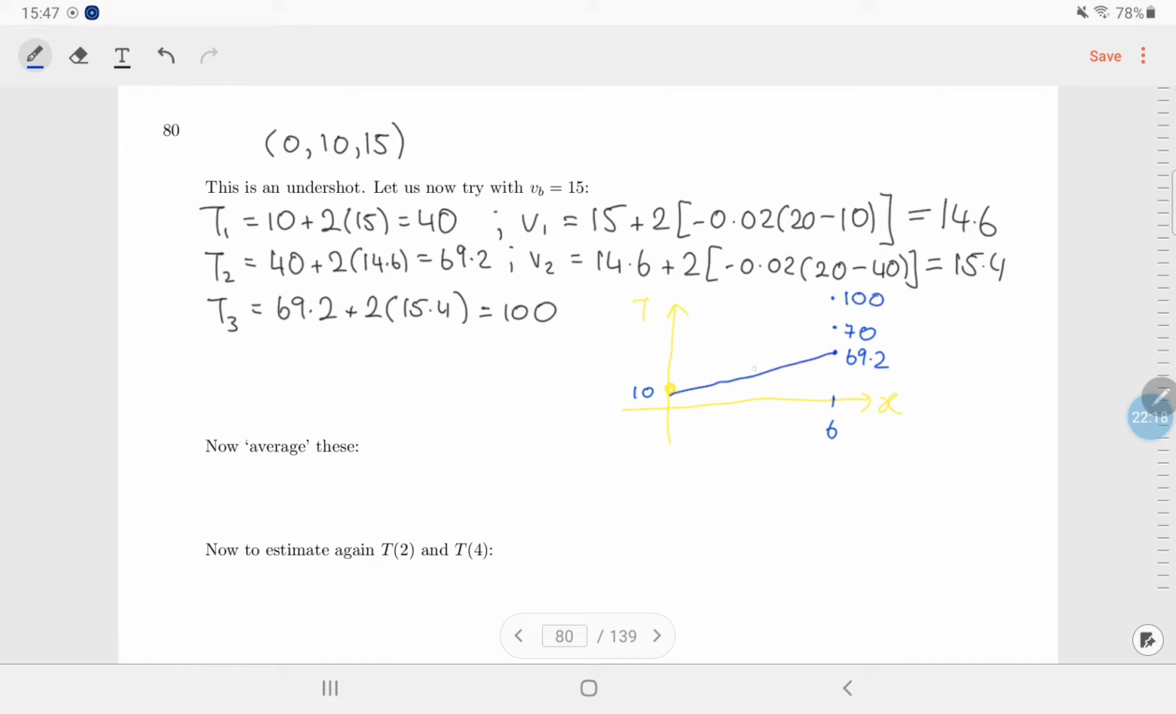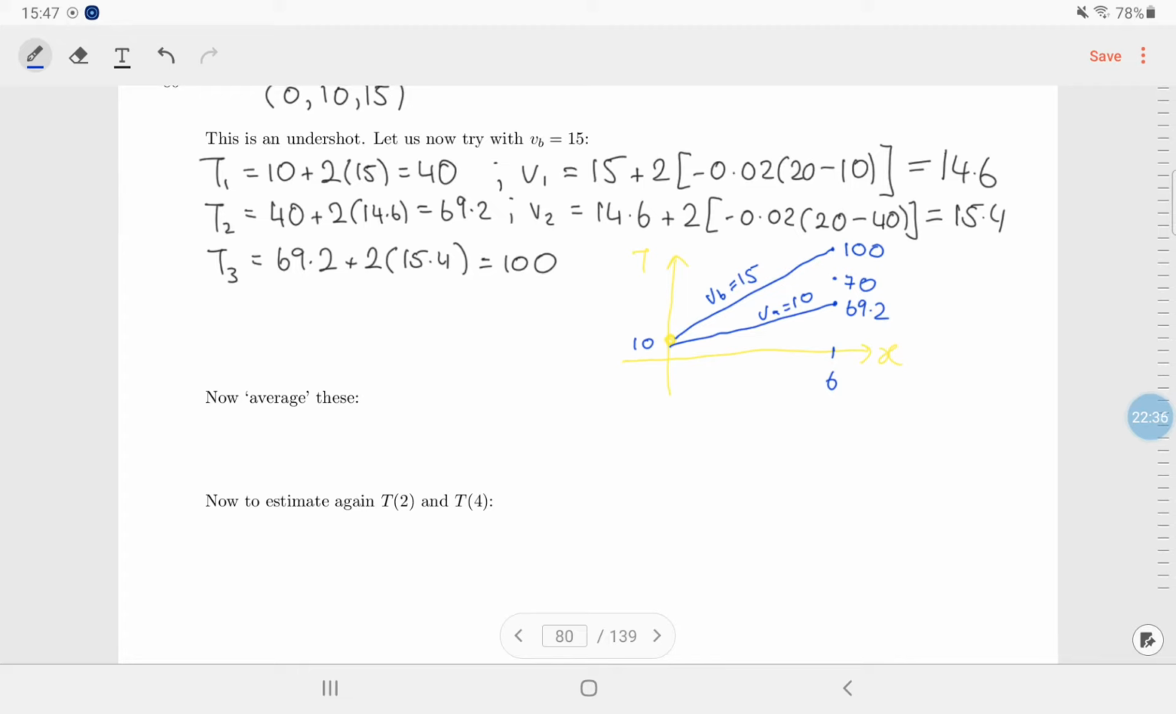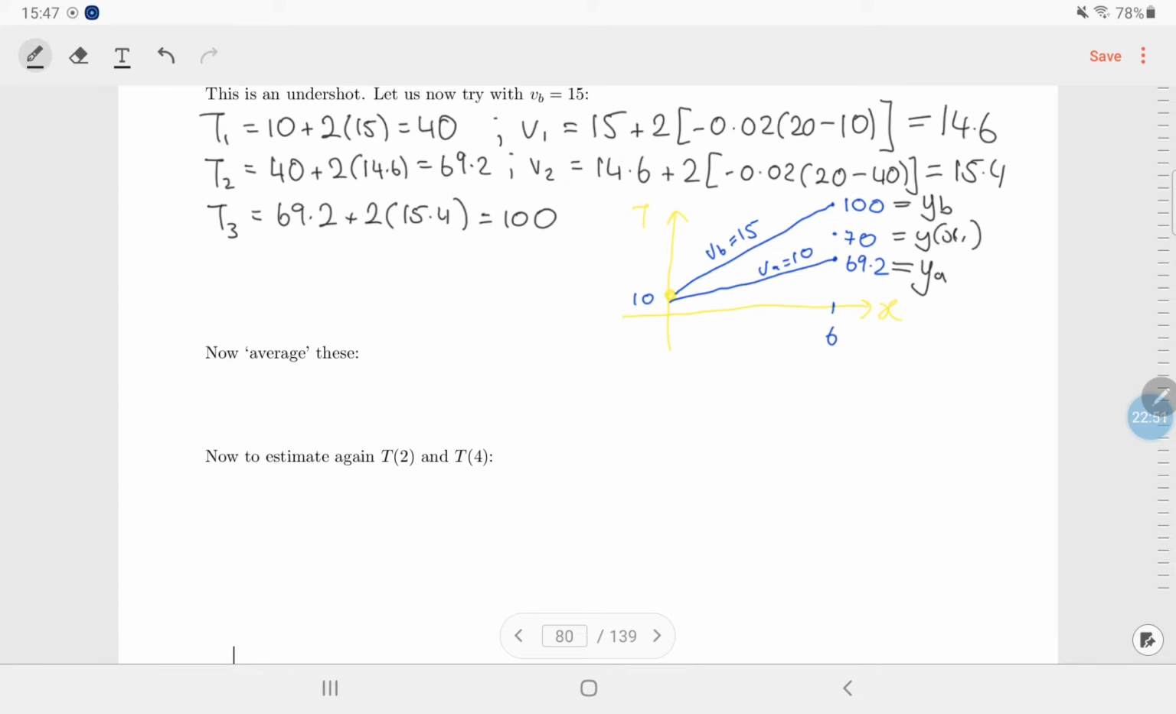The first slope was 10, the second slope was 15, so VB is equal to 15, VA is equal to 10. Now we're going to average out these two slopes, but it's going to be much closer to 10 because 69.2 is much closer. If you want to go back and use the formula, be my guest. In that formula, this would be the YA, this would be the YB, and this would be the Y of X1. But personally, I don't really want to use the formula because I feel I understand what the method is, which is better. So average them out.